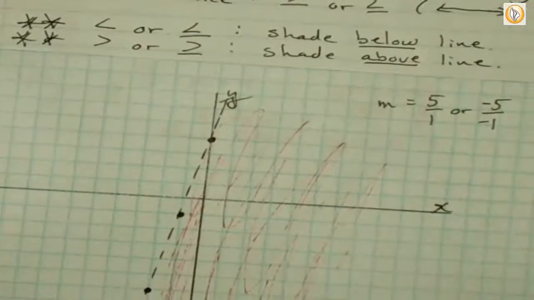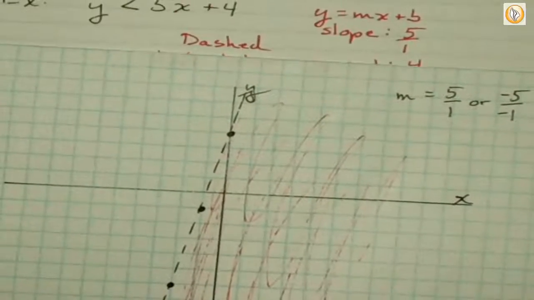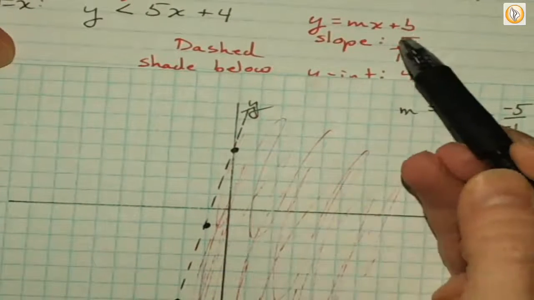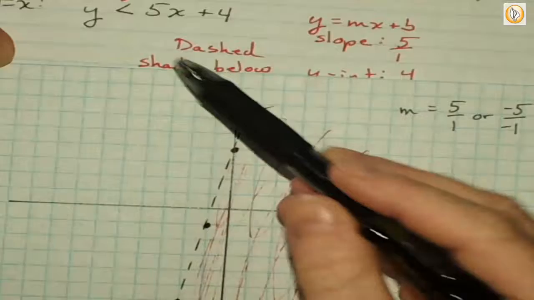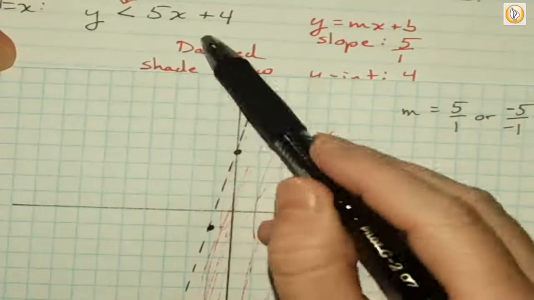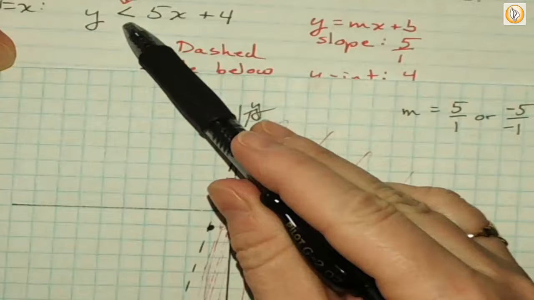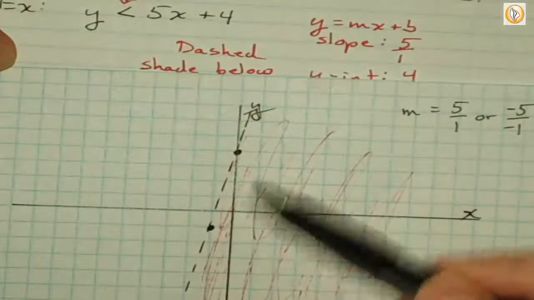So we plotted the y-intercept at 4. We did the slope. Because of this inequality, it's a dashed line. And because it's less than, we shade below.